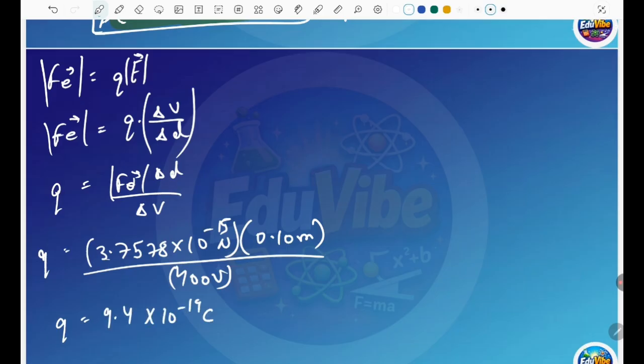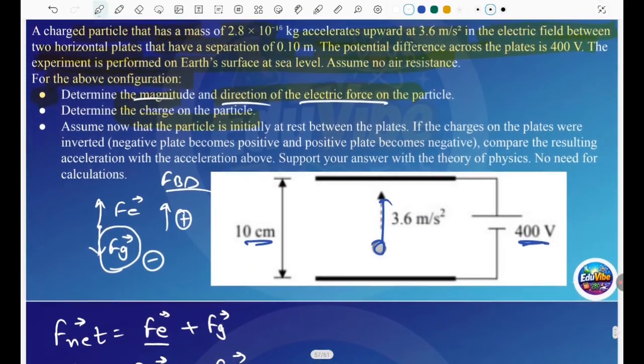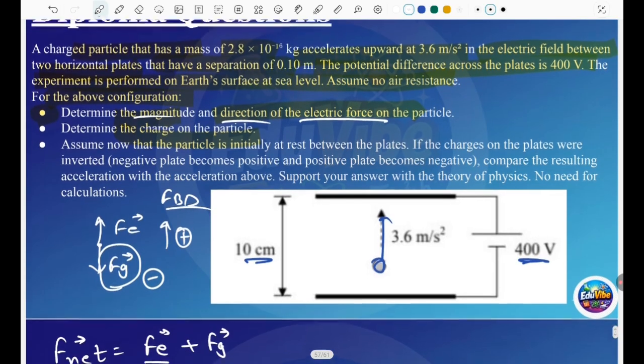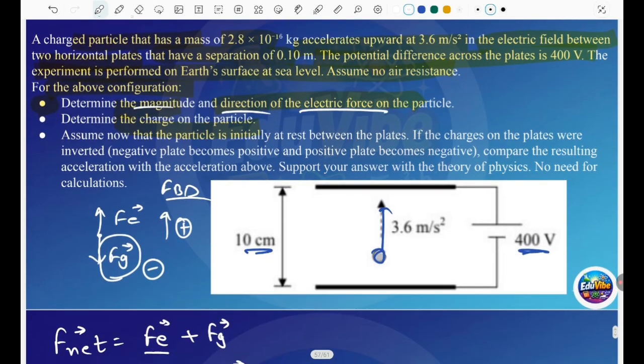Now, this charge, where does it go? This charge we get is positive, but it is attracted to the negative plate. So over there, this plate is positive, and this plate is negative in that case.